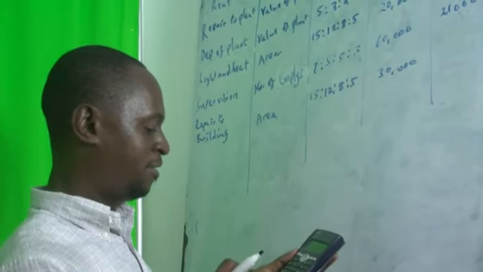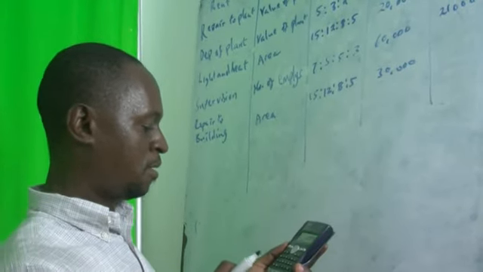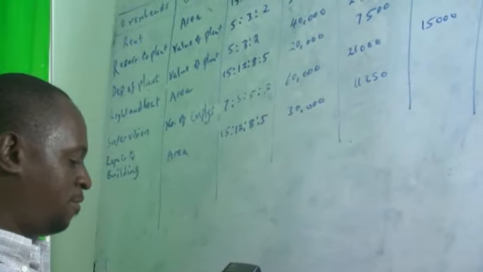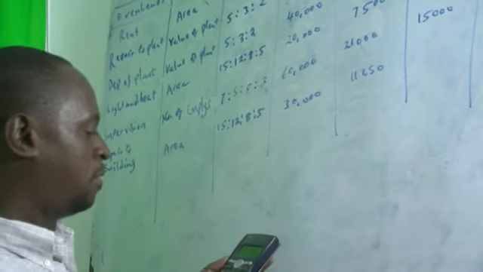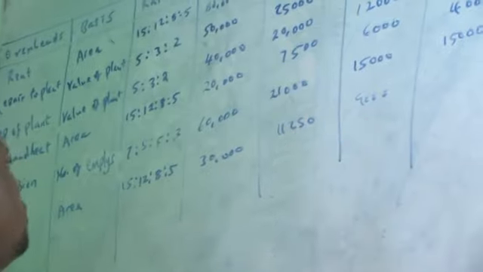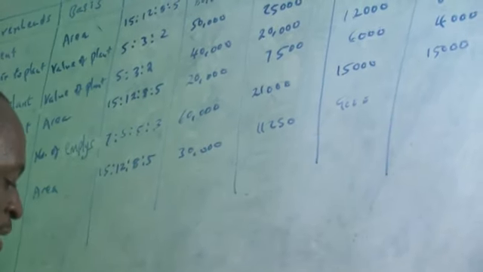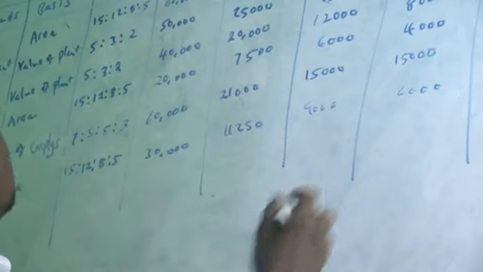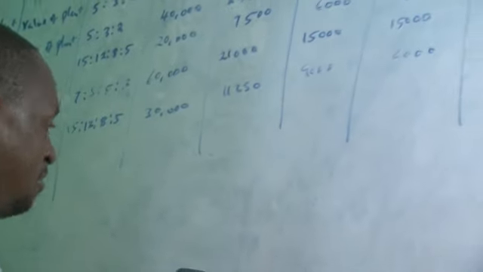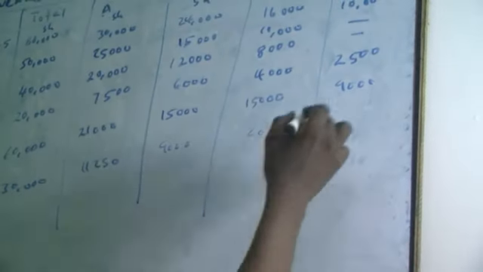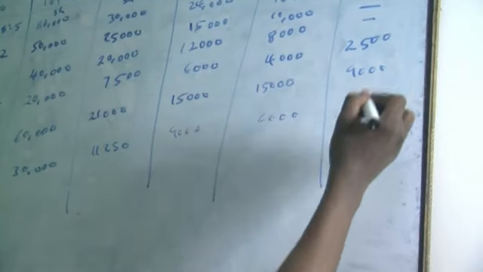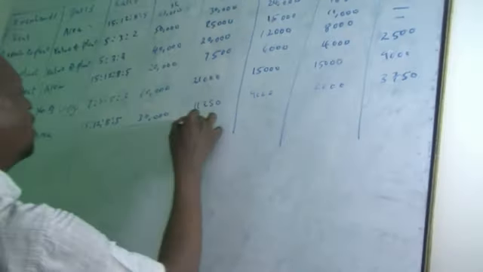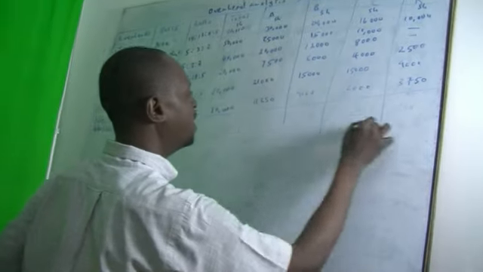We have 15 divided by 40 times 30,000. That gives us 11,250. Next we have 12 divided by 40 times 30,000. That gives us 9,000. Next we have 8 divided by 40 times 30,000. That gives us 6,000. Finally we have 5 divided by 40 times 30,000. That gives us 3,750. If you add all that, you should be getting 30,000. At that point, we are done with reapportionment.